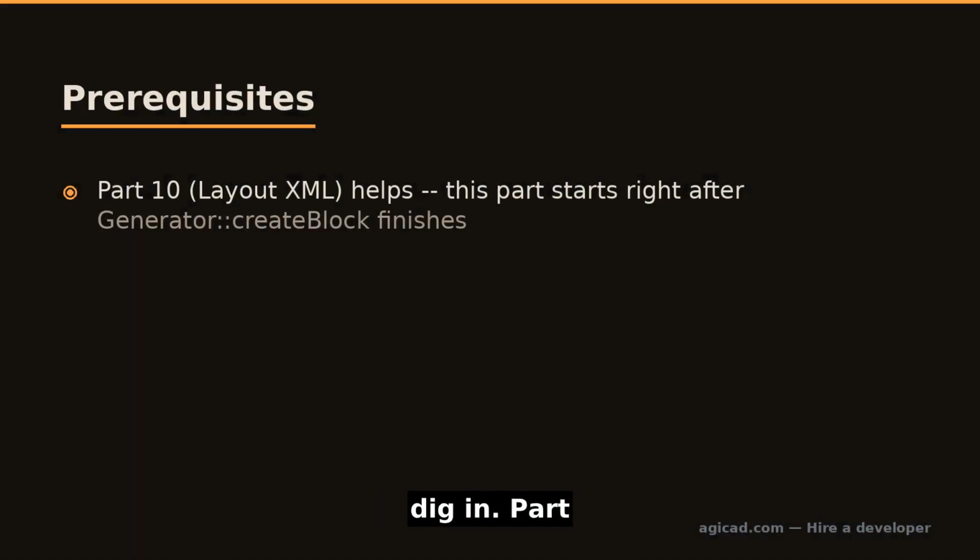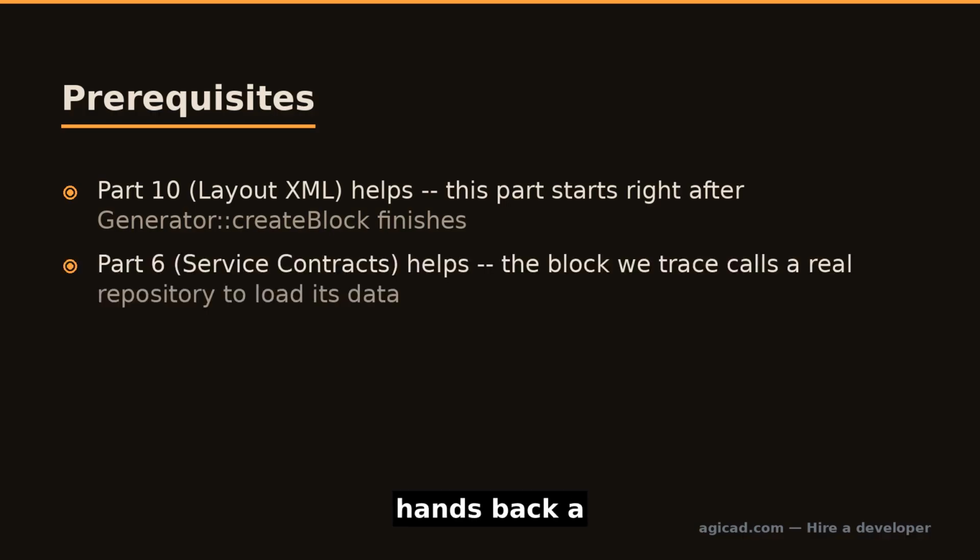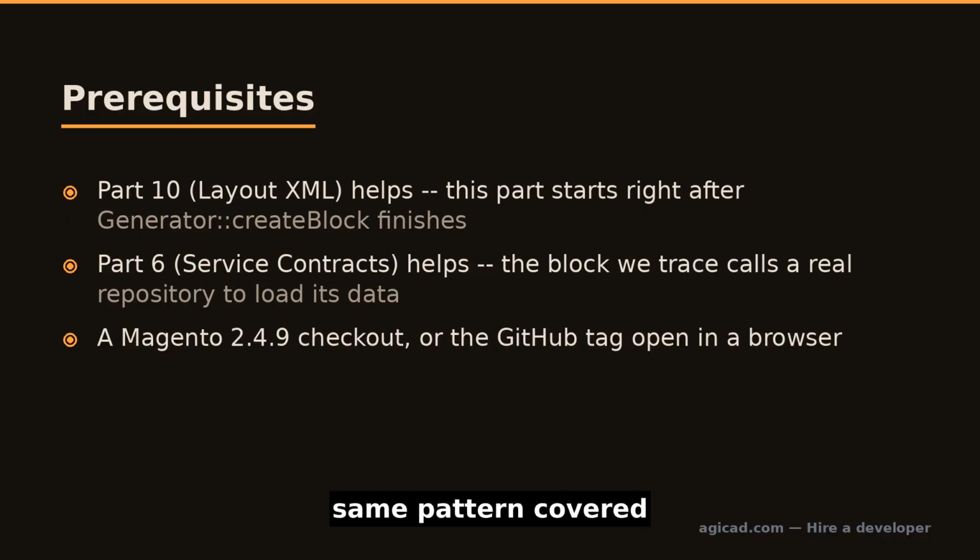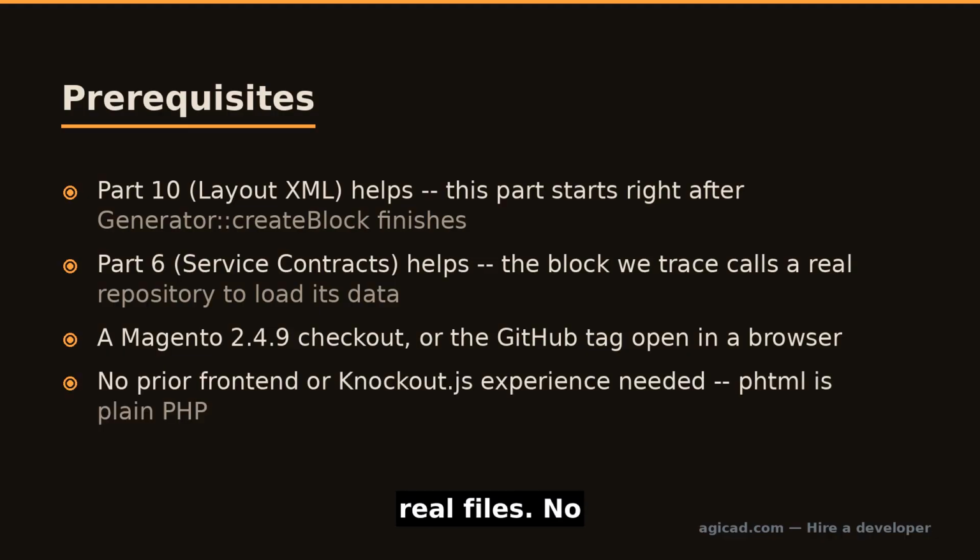A few things help before we dig in. Part 10 is the most direct prerequisite. This part begins the moment the generator's create block method, covered there, hands back a fresh object. Part 6, on service contracts, is useful too. The Rail block we traced today calls a real repository interface to load its product, the same pattern covered back then. Either a real Magento 2.4.9 checkout, or the GitHub tag open in a browser tab, so you can follow along in the real files. No prior frontend or knockout.js experience is needed at all. A phtml file is just plain PHP with a couple of extra variables in scope.